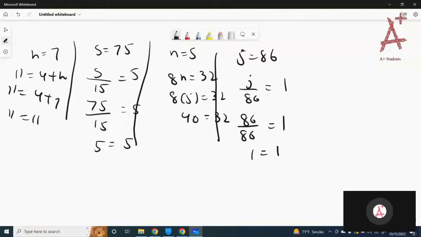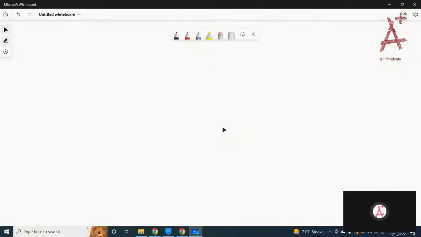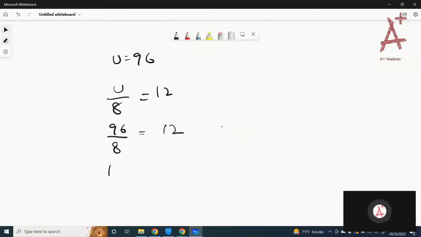Okay, the next one is u equals 96 a solution to this equation. The equation is u over 8 equals 12. Just replace the u with the value. It would be 96 by 8. Yes, 96 by 8 is 12. Yes, both sides of the equation are equal. That means yes, this is the solution of this equation. Got it?